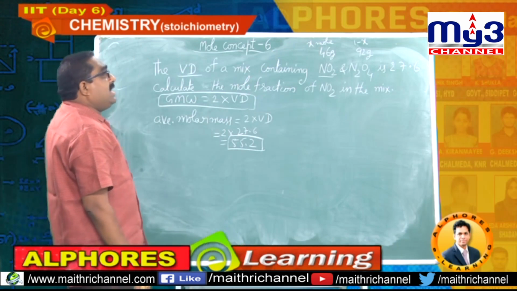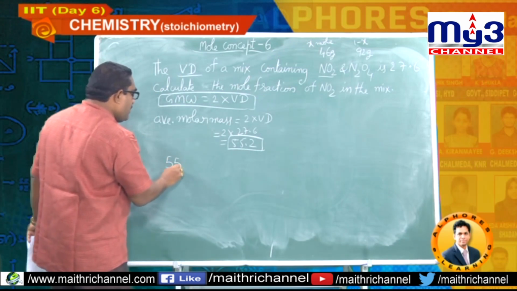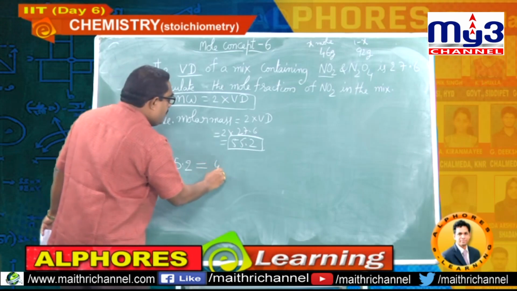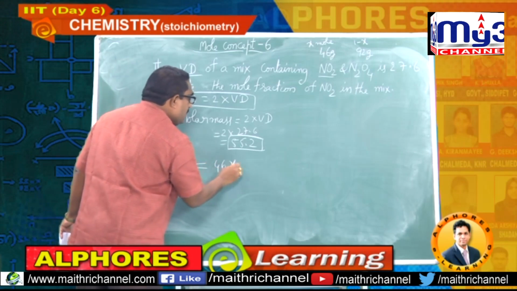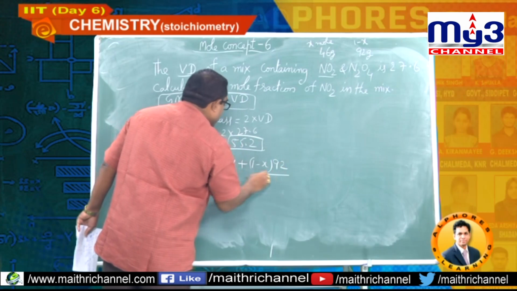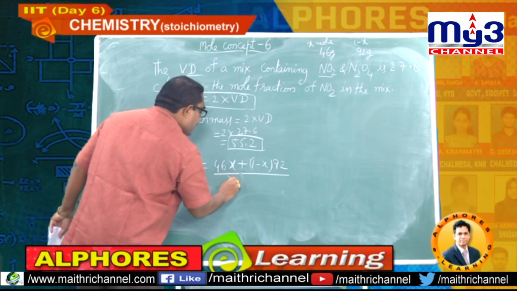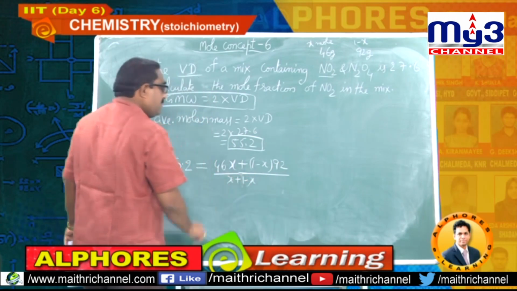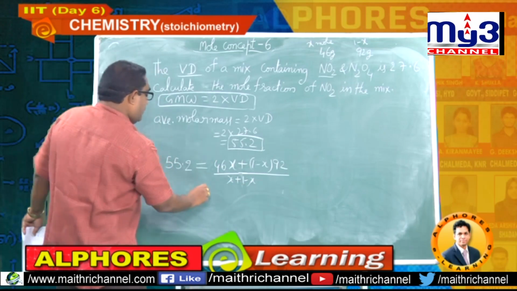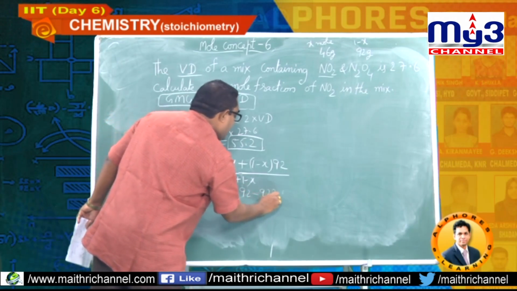Then I will do the calculation for average molar mass. How we will get average molar mass? 55.2 is equal to x into molar mass of NO2, 46x, plus 1 minus x into molar mass of N2O4, divided by x plus 1 minus x, that is 1. See, otherwise you write, no problem if you do not understand. Then you can calculate for the value of x: 55.2 is equal to 46x plus 92 minus 92x.